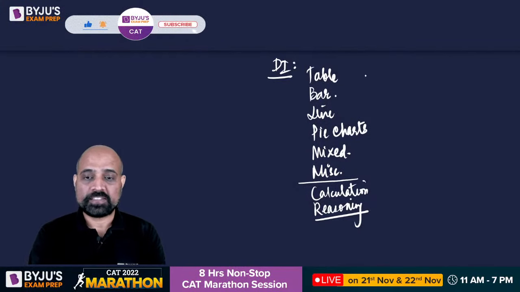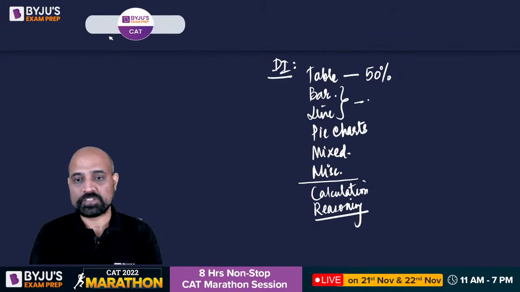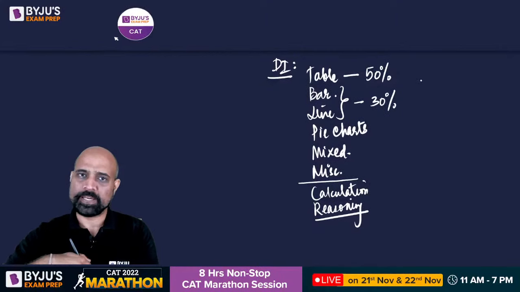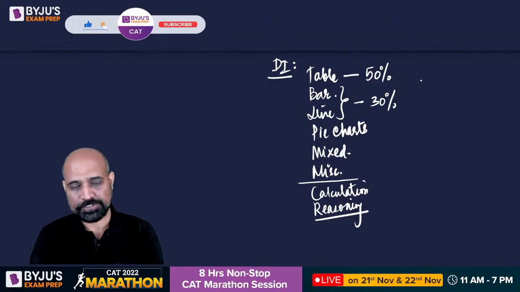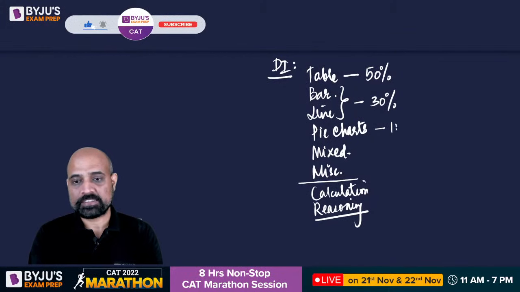Out of these, the maximum weightage goes to tables. So ये 50% तो at least है, okay? Then bar graphs and line graphs form the next weightage, 30%, but if I individually break it down, it's 15-15 on an average, right? Then you have pie charts with 10% weightage, and then mixed and miscellaneous, which is 10%.